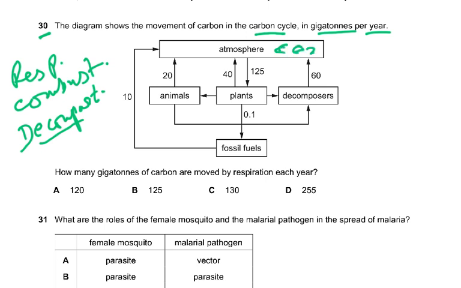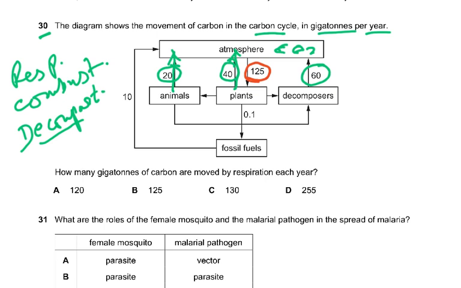Now let's look at the arrows which are going to it. So animals respire, carbon dioxide going back to the atmosphere, 20. Plants respire, carbon dioxide going back to the atmosphere, 40. What is this 125? This 125 is photosynthesis, because that is taking the carbon dioxide. Right? Then the decomposers also respiring and the carbon dioxide returning to the atmosphere.